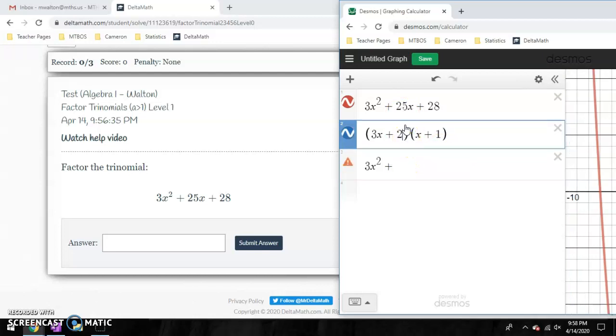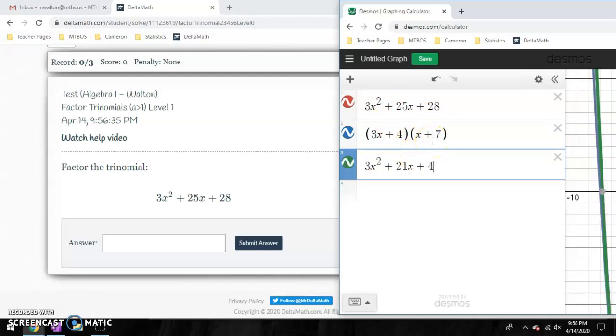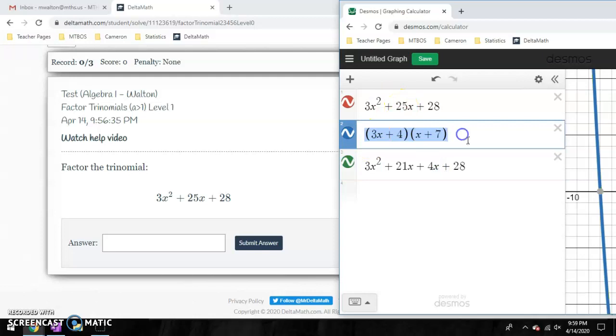All right, so let's go ahead and try something different. Let's try 4 and 7. I know that 4 times 7 is 28. So let's see where this gets us. 3x times x is 3x squared. 3x times 7 is 21x. Ooh, I'm getting excited here. 4 times x is 4x. And then finally, 4 times 7 is 28. And 21 plus 4, certainly that does add up to 25. So this is our final factored form.